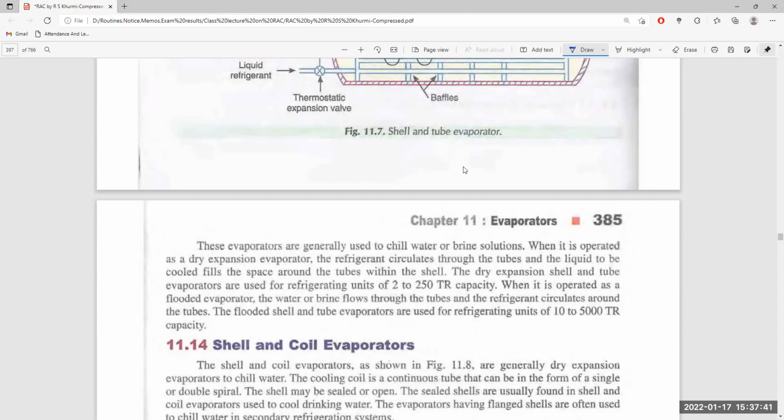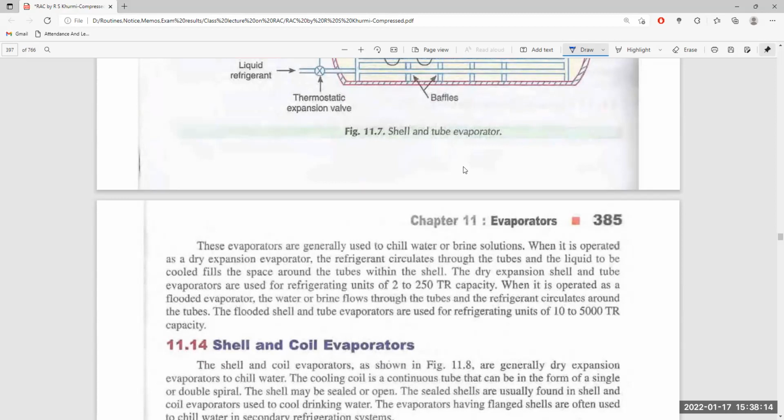When it is operated as a flooded evaporator, the water or brine flows through the tubes and the refrigerant circulates around the tube. The flooded shell and tube evaporators are used for refrigerating units of say 10 to 5,000 TR capacity. So generally, what is given here is for making cool water or cool brine solution.